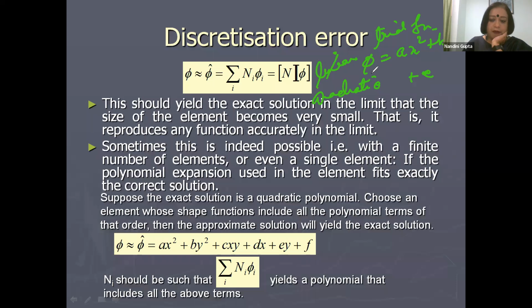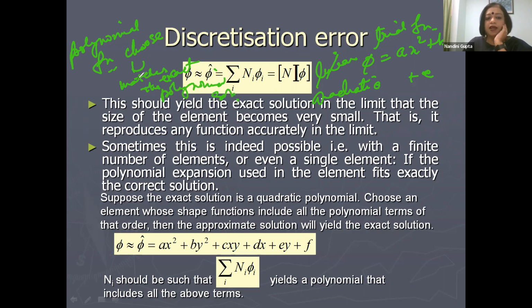So if the polynomial function that I choose matches the exact solution, the order of the exact polynomial solution, then you will not have any errors. So basically, we would like to choose the polynomial of the correct order. The interpolation function phi hat should be chosen such that we can choose the polynomial of the correct order. But there is a problem because I do not know what order phi is a priori.